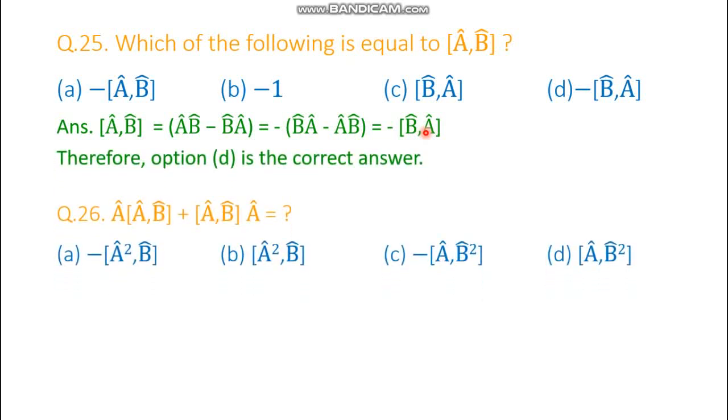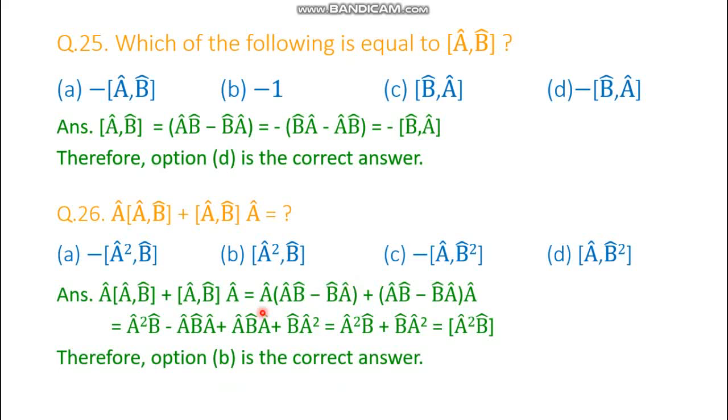Next, question number 26. What is the value of a cap commutator of a cap b cap plus commutator of a cap b cap a cap? So let's derive. Here are the options, and this is the answer. So this is the question, and then the expansion of this commutator operator is this one. A cap commutator of a cap b cap means a cap b cap minus b cap a cap, and here also the same thing, but here a cap is preceding this one, and here a cap is after this one.